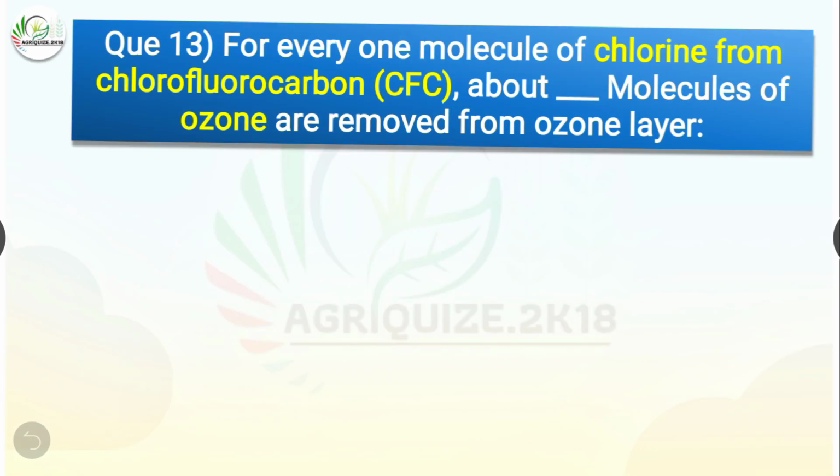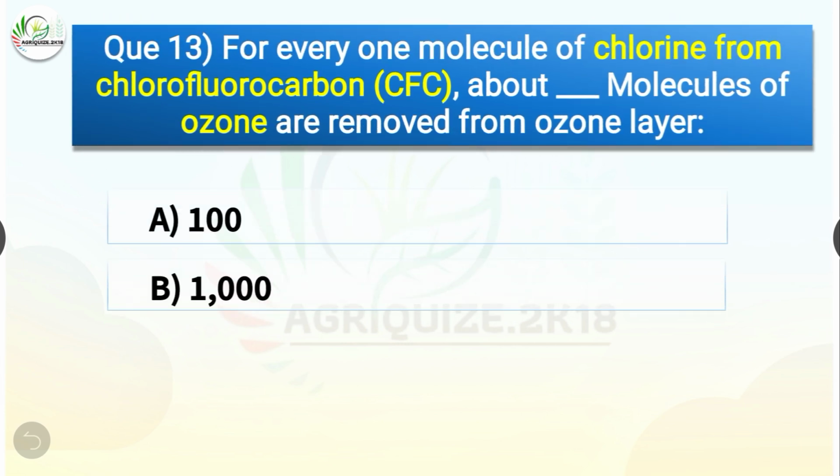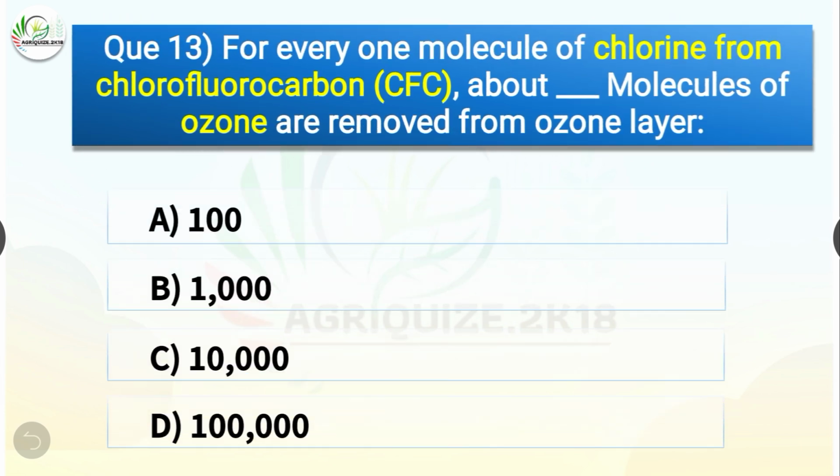Question number 13. For every 1 molecule of chlorine from chlorofluorocarbon, about dash molecules of ozone are removed from ozone layer. The options are 100, 1000, 10,000 or 1 lakh. The correct answer is option D, 1 lakh. So for every 1 molecule of chlorine from chlorofluorocarbon, about 1 lakh molecules of ozone are removed from ozone layer.